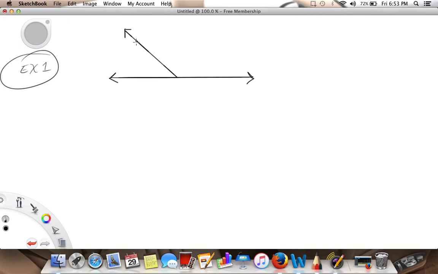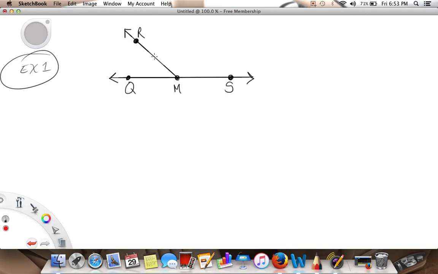Now we have to put some points on here, so let's put that point, let's put that point, and let's put that point. And this is point R, point Q, point M, and point S. Okay, so example 1A says name the acute angle in this figure.